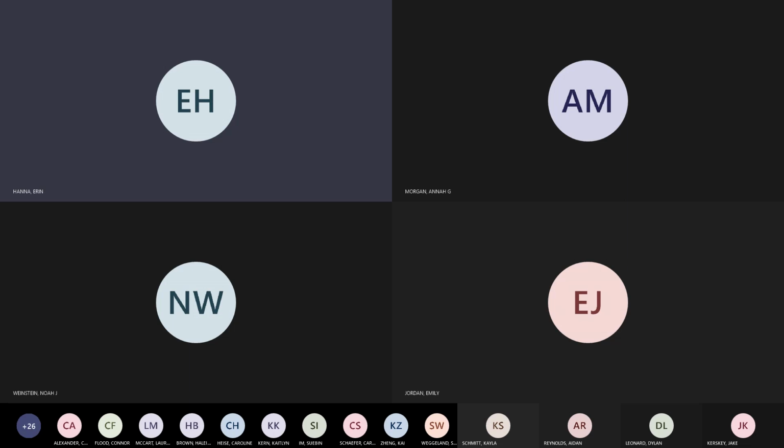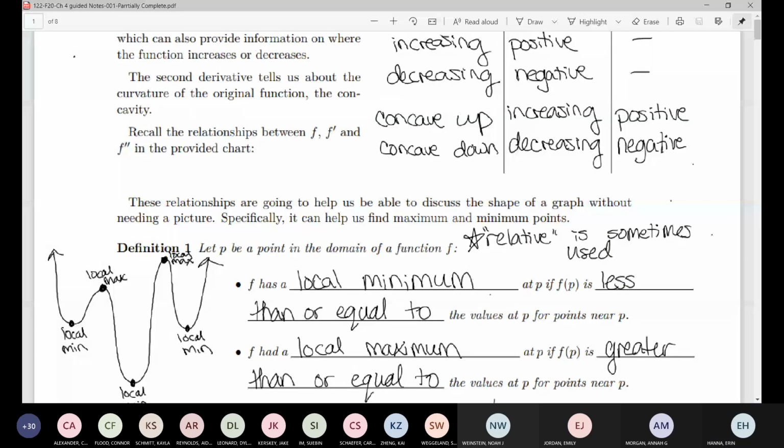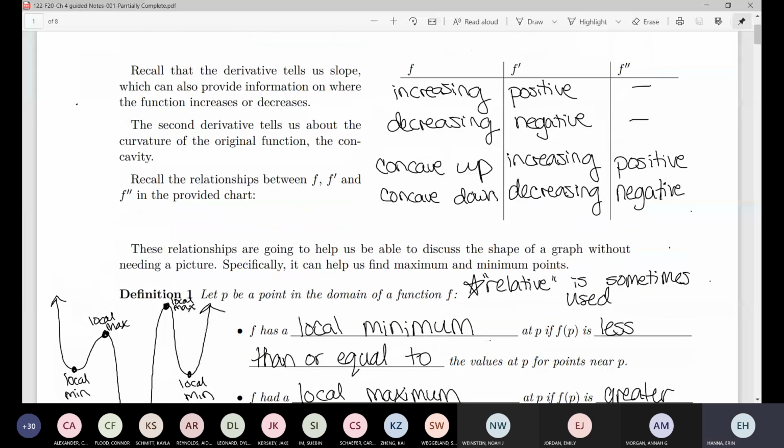So on Monday, we started talking about chapter 4. It's all about finding maximum and min values. The one main thing that we're going to be using a lot is this relationship between F and F prime. If the derivative is positive, then the original is increasing. If the derivative is negative, the original is decreasing.